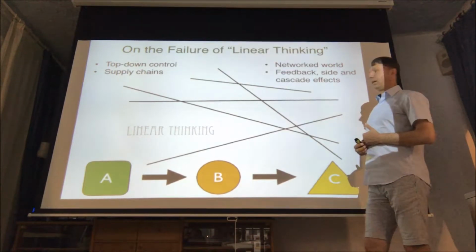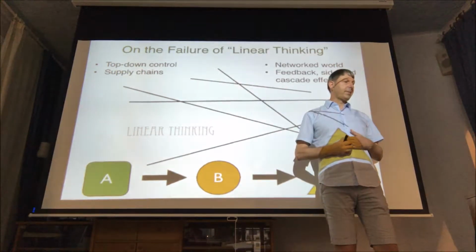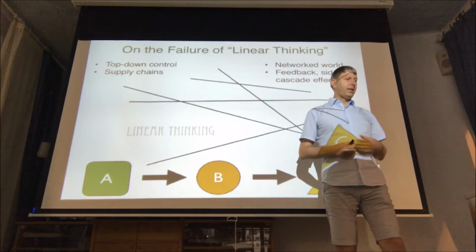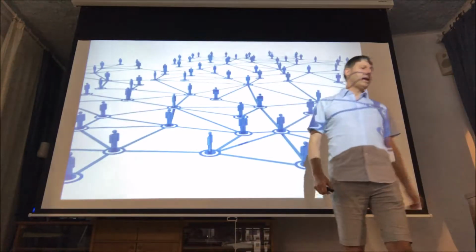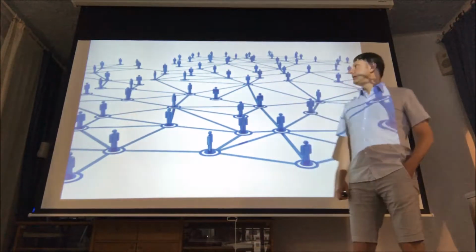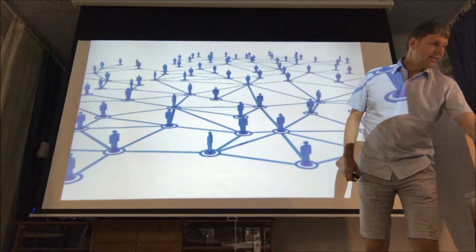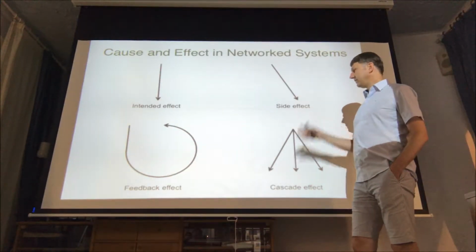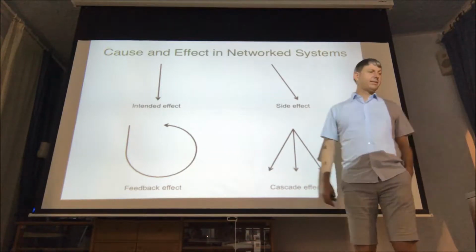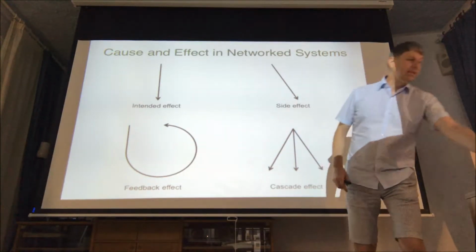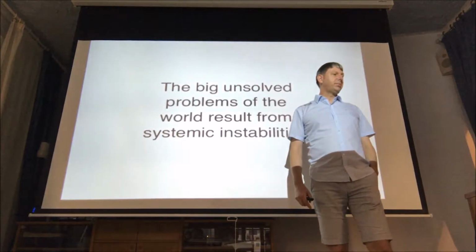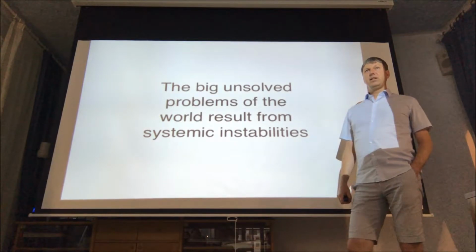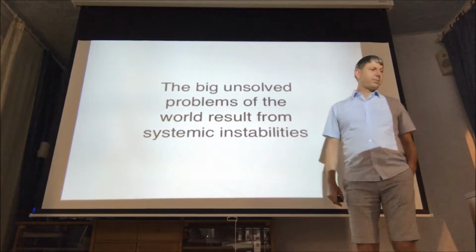top-down control often doesn't work, and many other ways of traditional control don't work. And today, of course, we're living in a highly networked world, and that has the implication that the intended effects don't always happen. In many cases there will be side effects, there will be feedback effects, or there will be cascading effects. And in fact, many of the big unsolved problems of the world result from such kind of systemic instabilities as they cause phantom traffic jams.